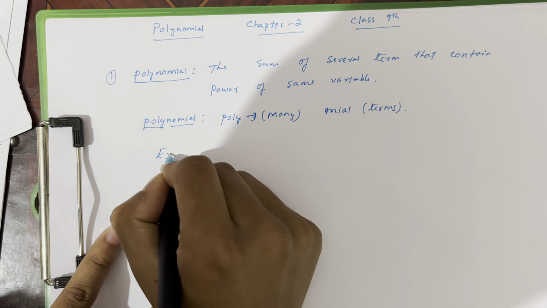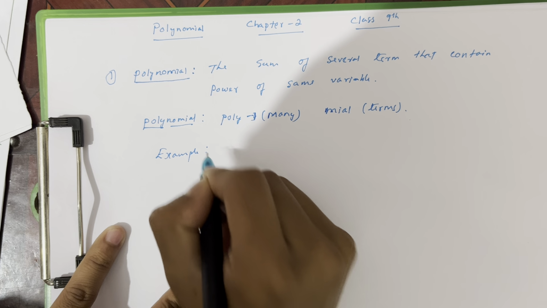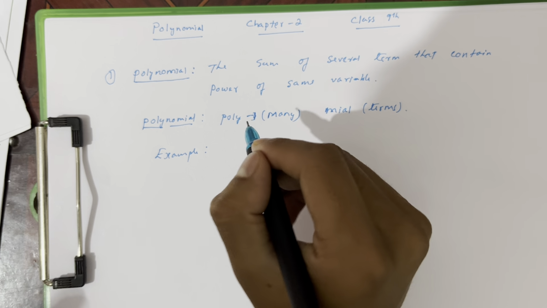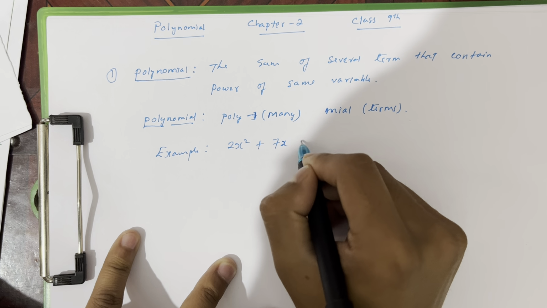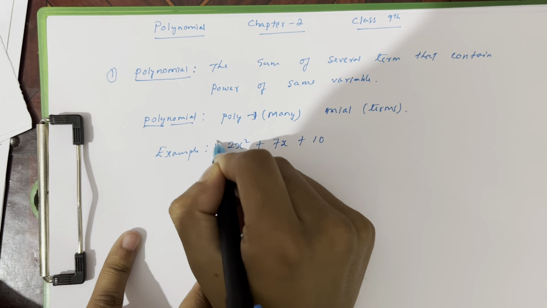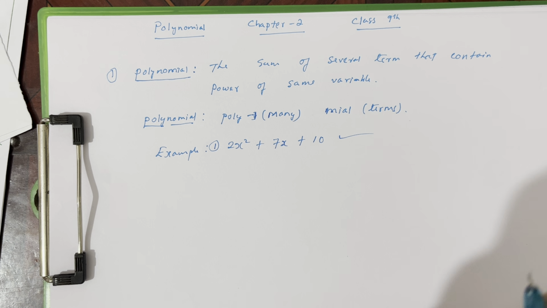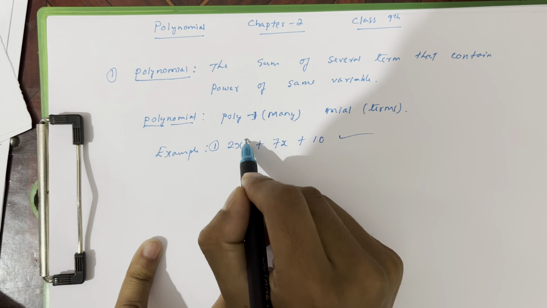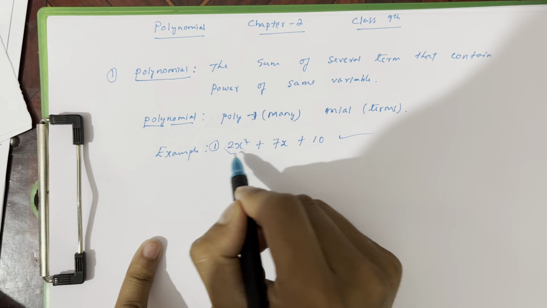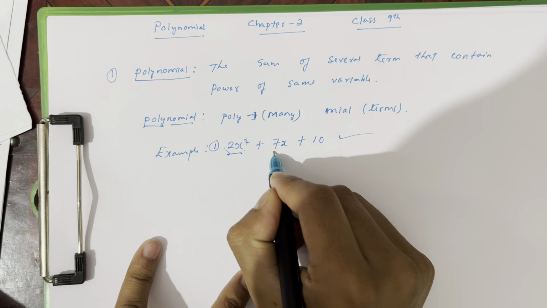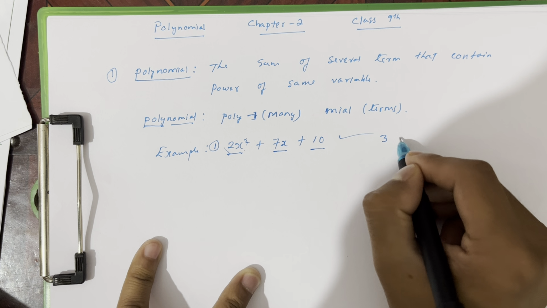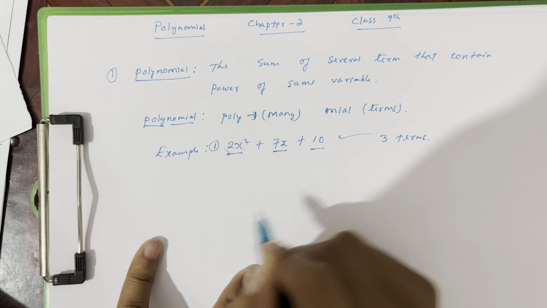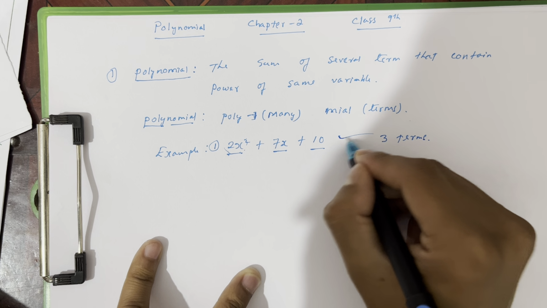The example of polynomial: 2x square plus 7x plus 10. This is one of the examples of polynomial. How many terms we have here? This is one term, this is two terms, this is three terms we have. This is three terms. Okay, three terms. So this is also a polynomial.